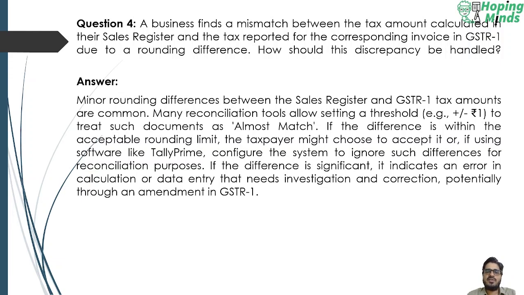If the difference is within the acceptable rounding limits, the taxpayer might choose to accept it, or if using software like Tally Prime or other software, configure the system to ignore such differences for the reconciliation process. If the difference is significant, it indicates an error in calculation or data entry that needs investigation and correction, potentially through an amendment in GSTR 1.